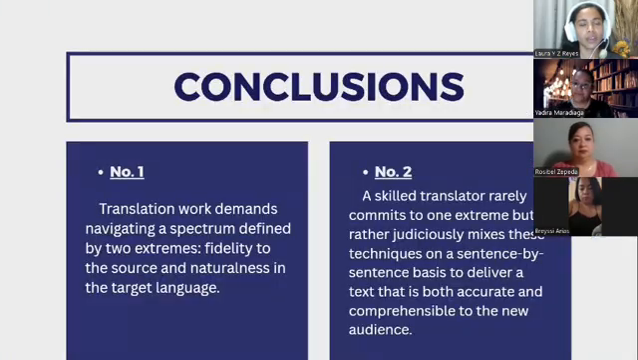Thank you. In conclusion, translation work demands navigating a spectrum defined by two extremes: fidelity to the source and naturalness in the target language. A skilled translator rarely commits to one extreme, but rather mixes these techniques on a sentence-by-sentence basis to ensure that the text is both accurate and comprehensible to the new audience.